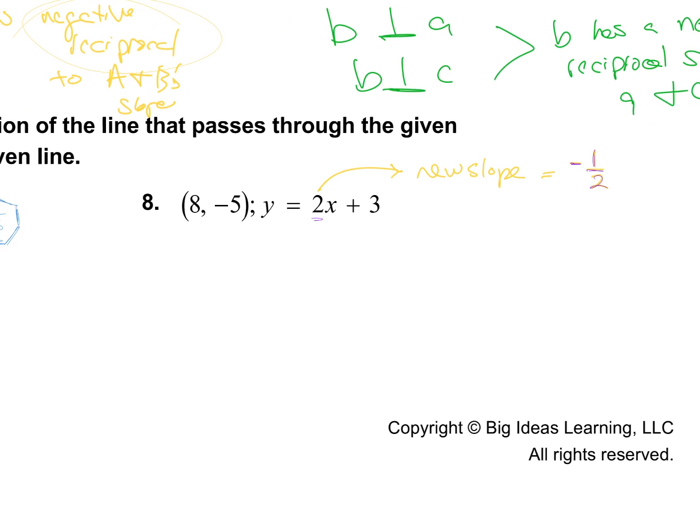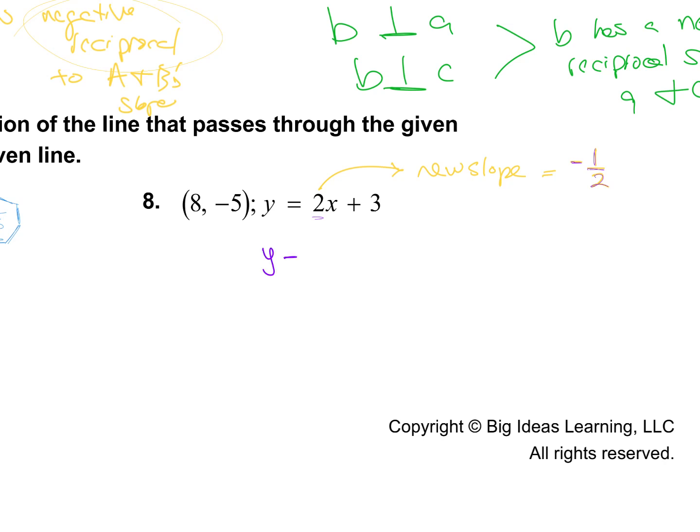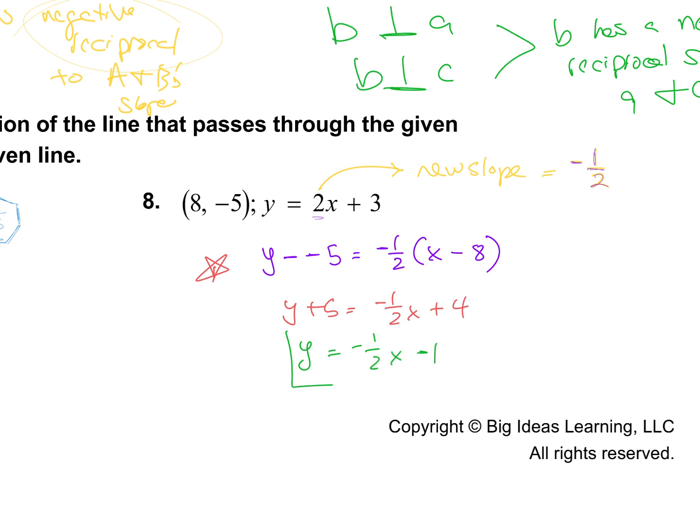Okay, great. y minus y equals the slope times x minus x. And so, like I said previously, that's a perfectly fine answer. But if you'd like to simplify, be my guest. And then we're going to subtract 5. This is also a perfectly acceptable answer.